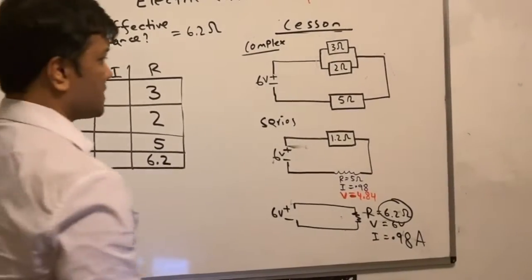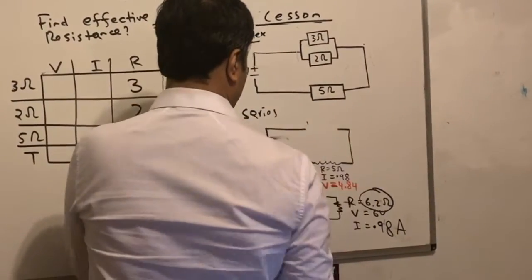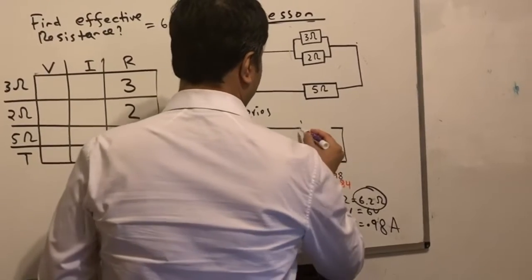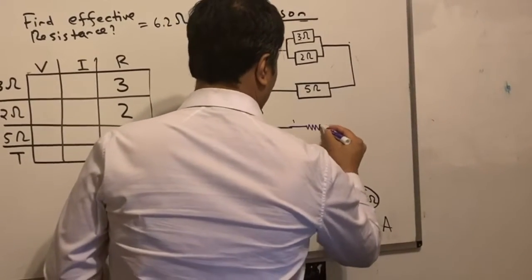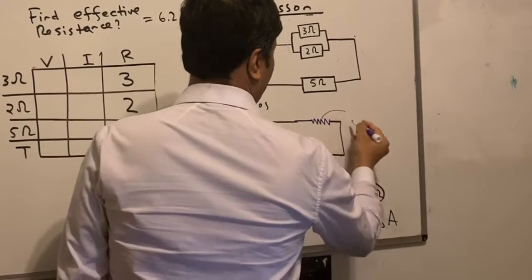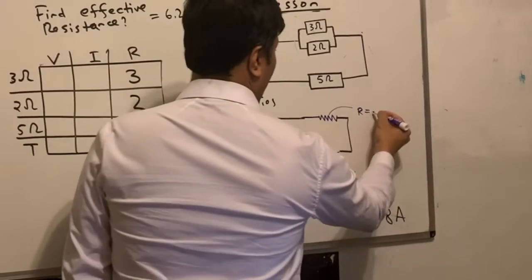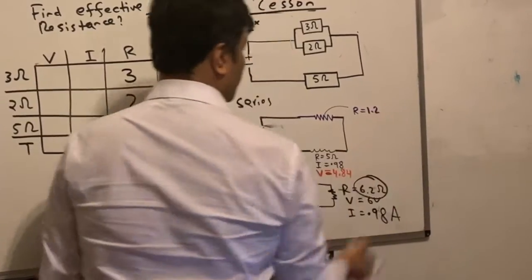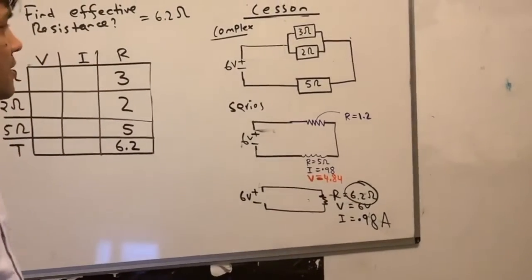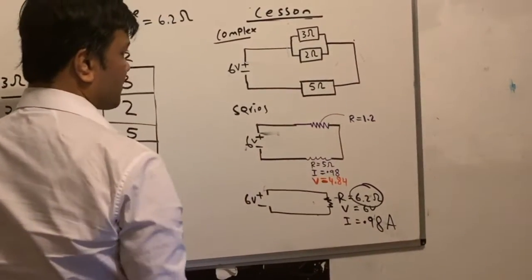Alright, now let's do the resistor in a regular way. Is that okay? What was it? It was two of them. R is equal to 1.2, right? I think so. Yeah. It was 1.2 because 1 over 3 plus 1 over 2 gives 1.2.